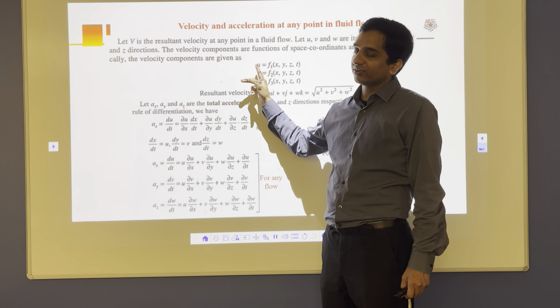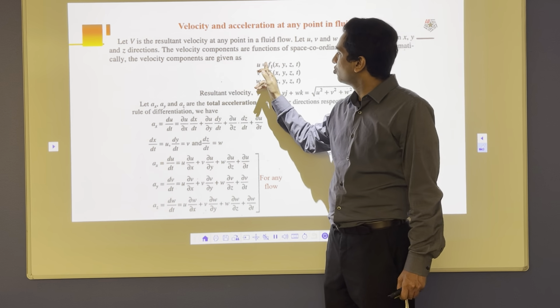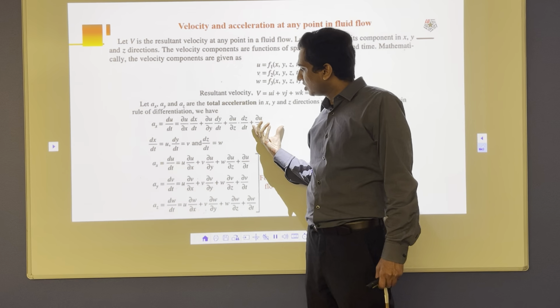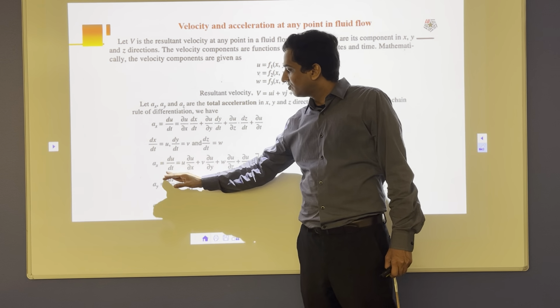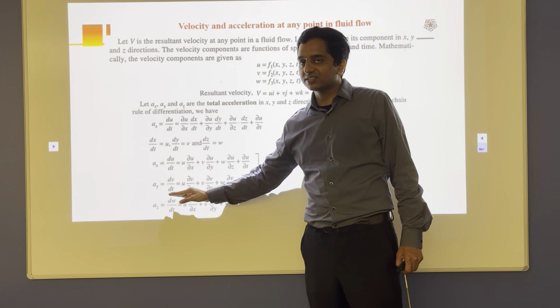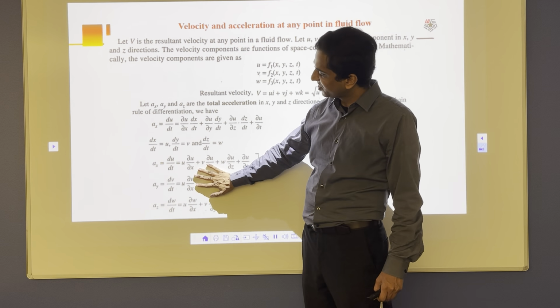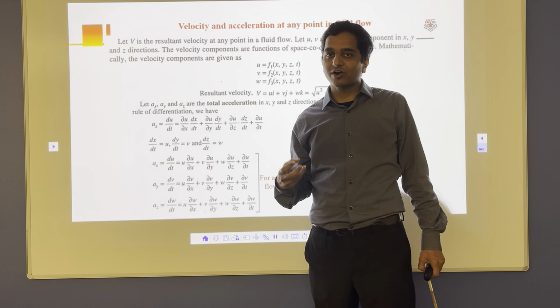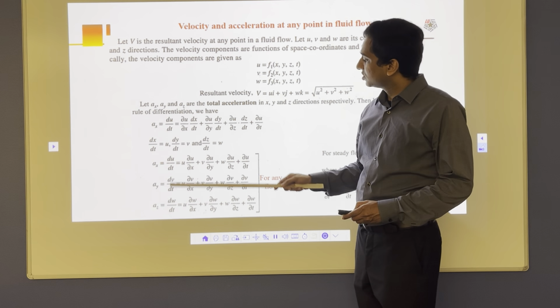It's nothing but differentiation of this u by dt. This u is a function of x, y, z and t. Therefore, you have to apply the chain rule and then you will get this kind of answers for ax, ay, az, and these are the accelerations in the x, y and z directions. If you solve these things, you should get the ax, ay and az, and then you can find out the magnitude of that acceleration. So this one is for any flow.